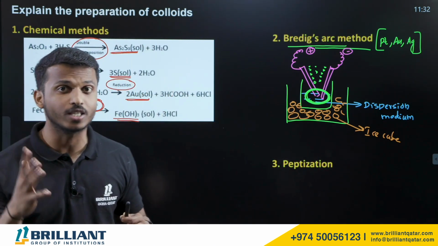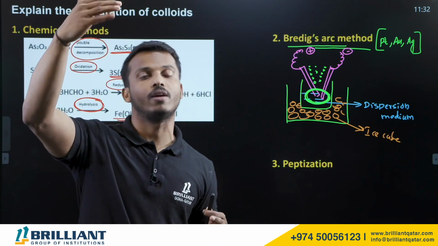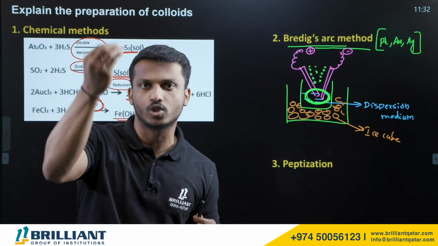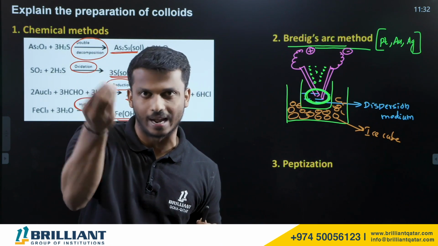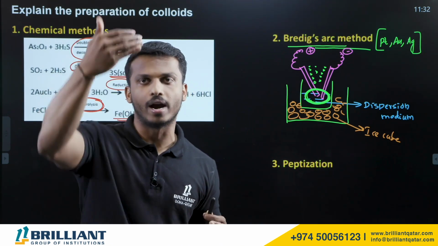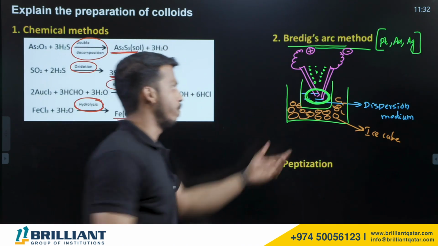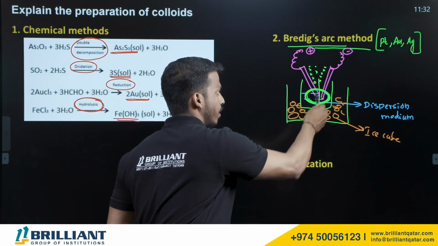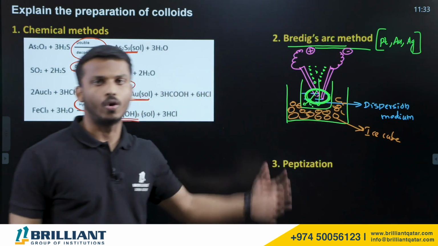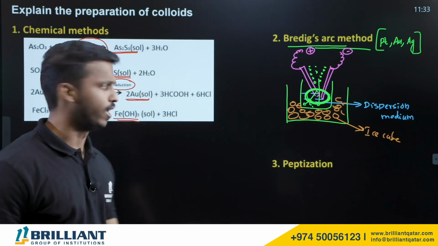So what is the need of the ice bath? To condense the vapors. The vapors which contain our metal in the colloidal dimension will deposit by the process of what? Condensation by using the ice bath. So those particles come to the dispersion medium and they will form colloids. This is called Bredig's arc method.